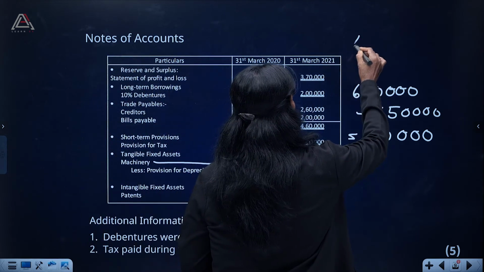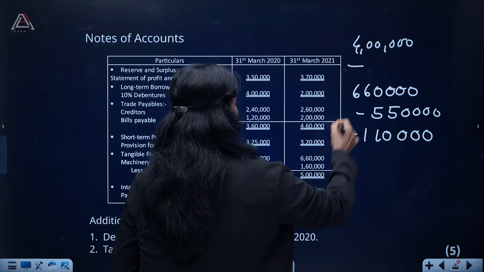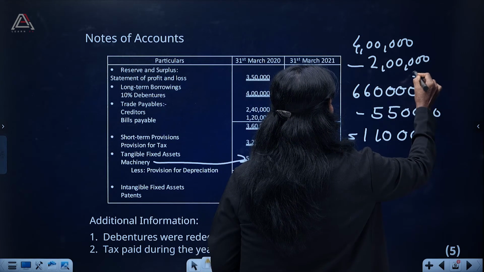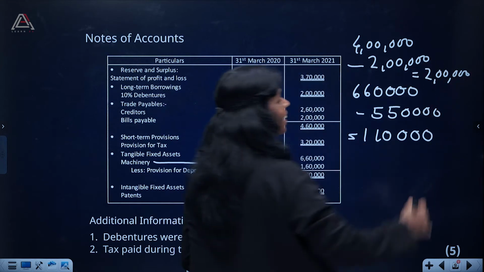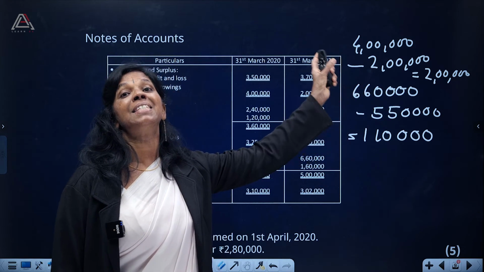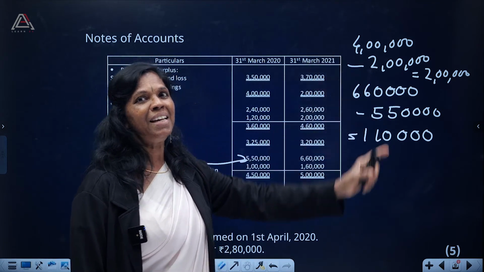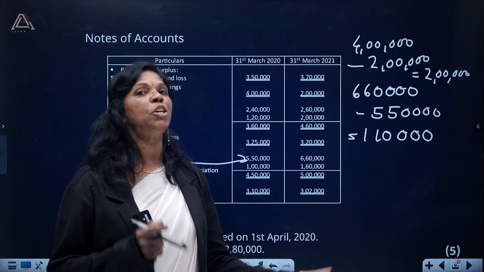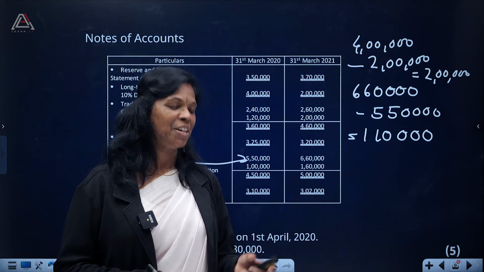So, 4 lakh minus 2 lakh, that is 2 lakh, is redemption. That difference we have to take as redemption. If the amounts are reversed, it is taken as issue. Here, compared to the previous year, the current year amount is less, so it is treated as redemption. If compared to the previous year, the current year amount is more, it is taken as issue.